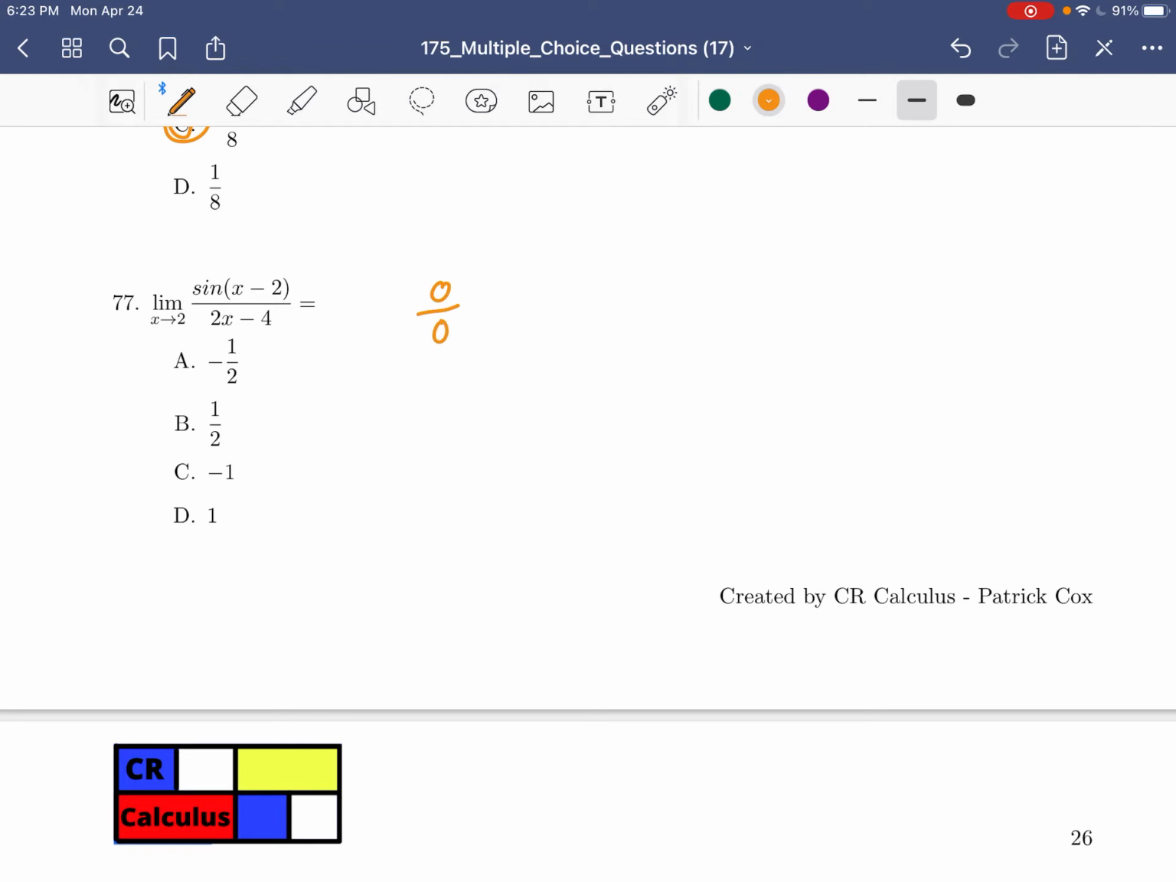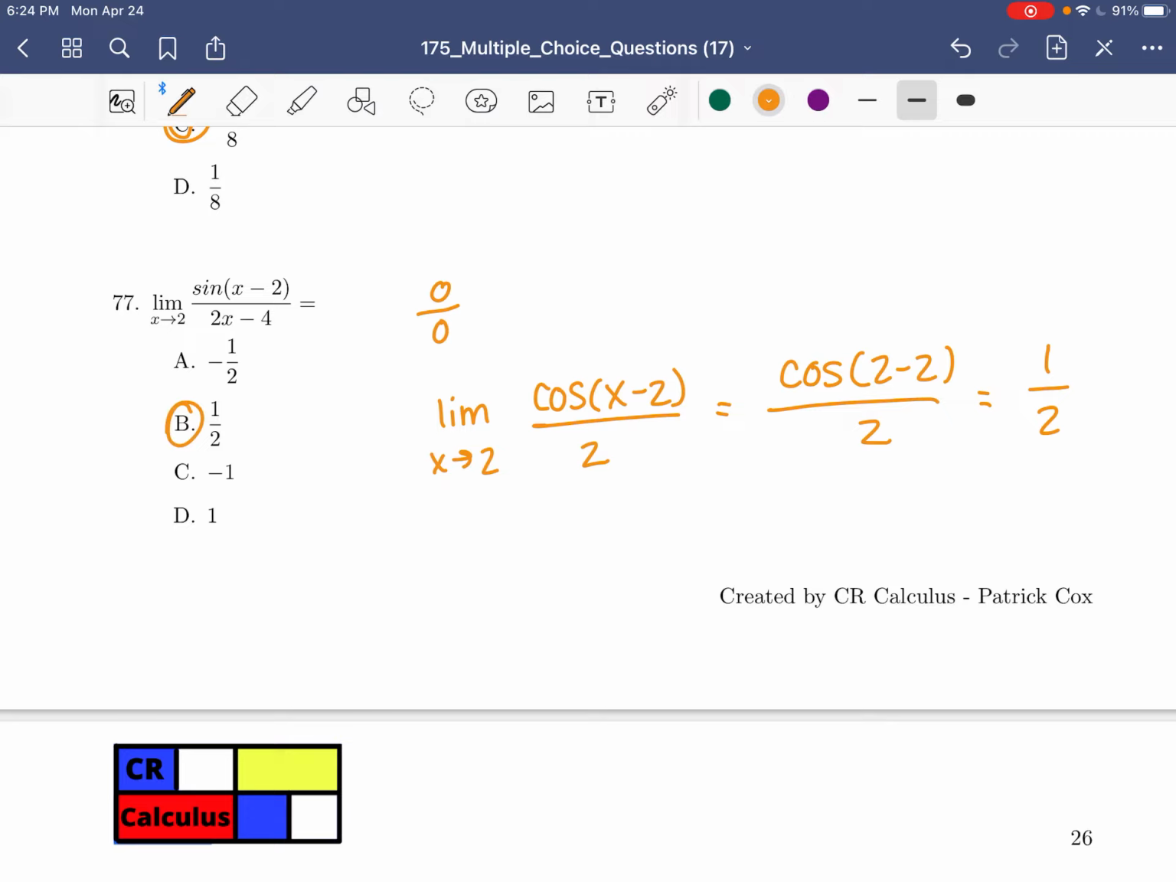Same thing's going to happen with 77. When you plug it in, you get 0 over 0, which is an indeterminate form. So I'm going to use L'Hopital's here. So our limit becomes the limit as x approaches 2. Derivative of sine of x minus 2 is cosine x minus 2. Derivative of the bottom is just 2. So when I plug it in, we get cosine of 2 minus 2 over 2. And cosine of 0 is 1, which makes our answer B, 1/2.